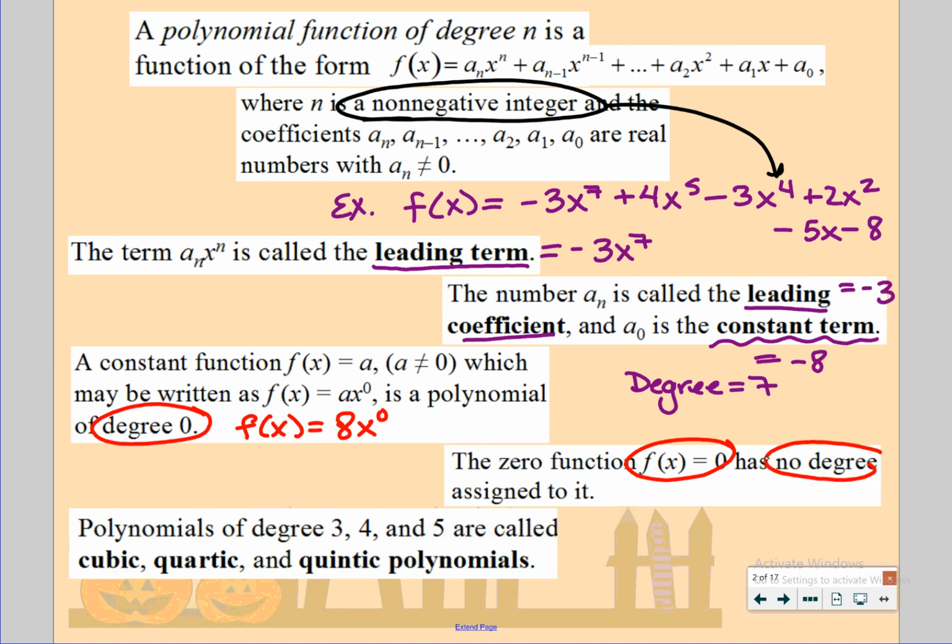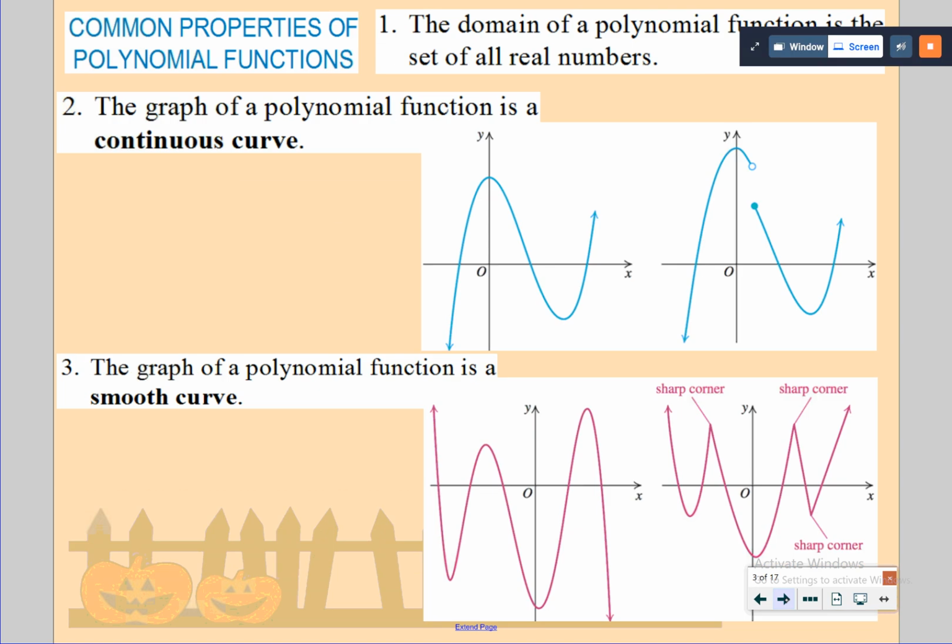Everybody good on this? Okay. Polynomials also have a couple other interesting facts. The domain will always be all real numbers. That's nice for us. We don't have to worry about any domain restrictions. No fractions, no variables in the denominator anyway, no square roots. Domain all real numbers always.